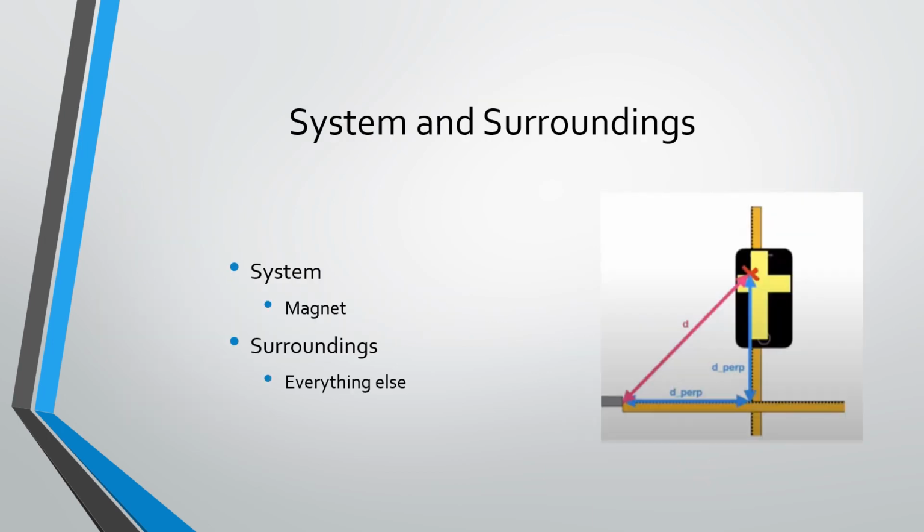For the system and surroundings, the system is going to be our magnet, and the surroundings is going to be everything else, including the phone, the measuring tape, and the meter stick. It's all going to be the surroundings.